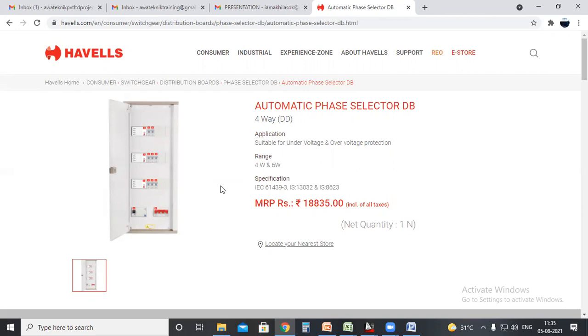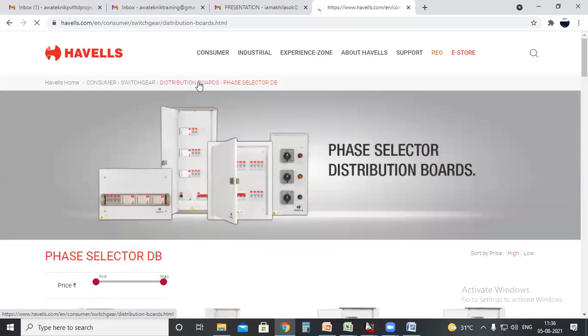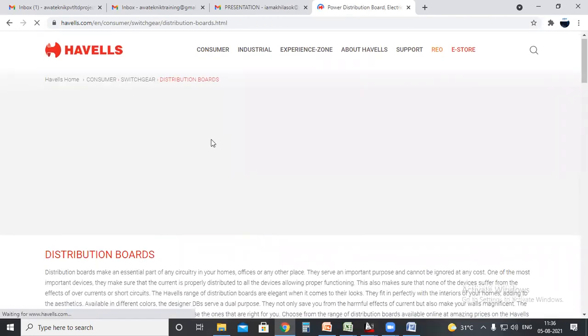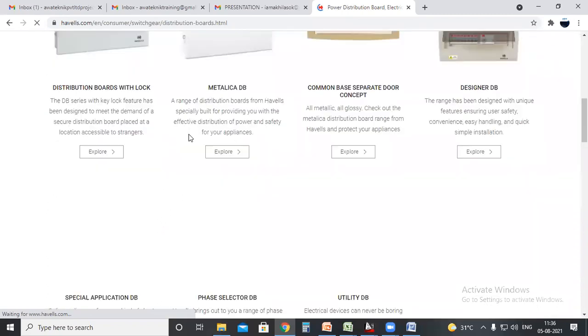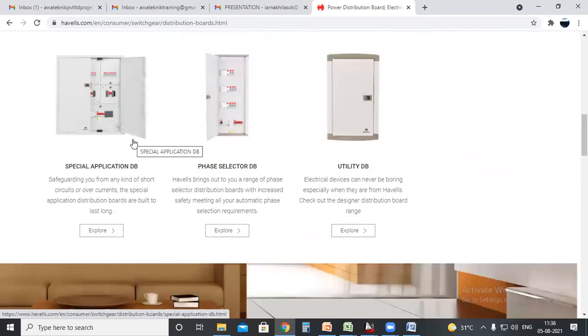So this is one kind of distribution board, that is the phase selector DB. You can see the phase selector rotary switches. Another one is the special purpose distribution board. This one is used for commercial as well as residential buildings, but normally it is suitable for commercial.